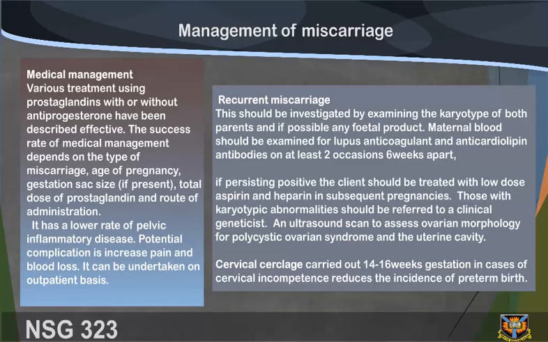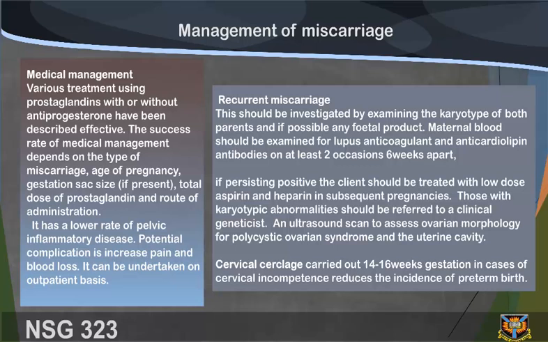Medical management. Various treatments using prostaglandins with or without antiprogesterone have been described as effective. The success rate of medical management depends on the type of miscarriage, age of pregnancy, gestation sac size, if present, total dose of prostaglandin, and route of administration. It has a lower rate of pelvic inflammatory disease. Potential complication is increased pain and blood loss. It can be undertaken on an outpatient basis.